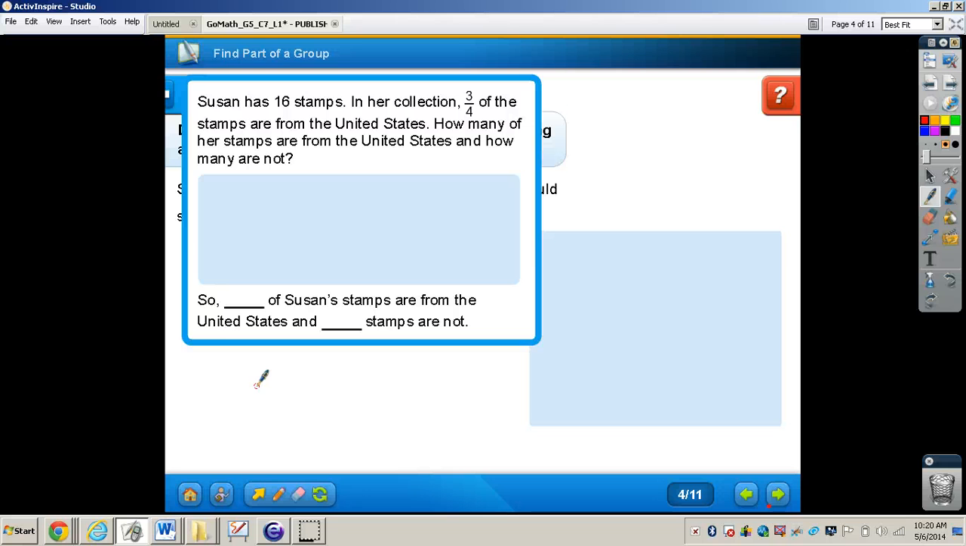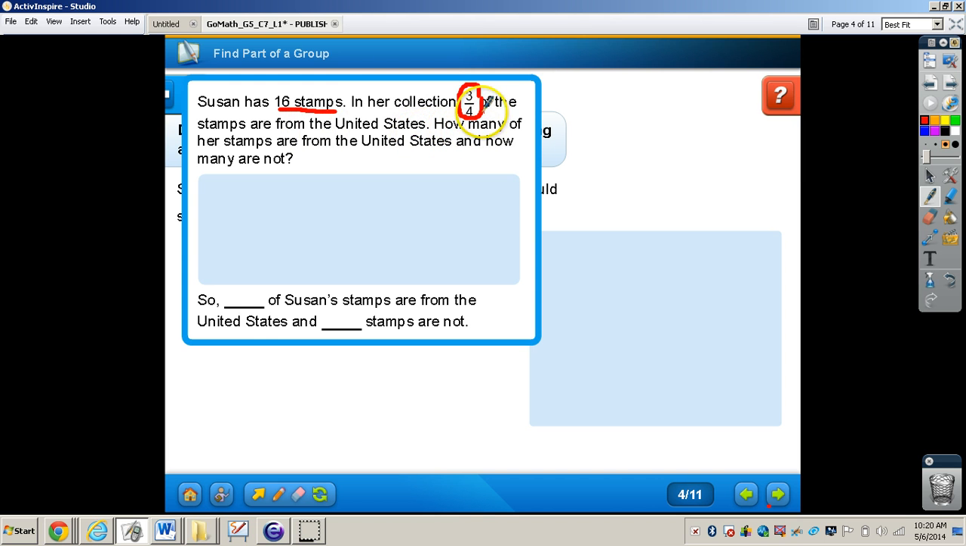Okay, so let's take a look at this problem on page 292 at the very bottom. It says Susan has 16 stamps in her collection. 3/4 of the stamps are from the United States. How many of her stamps are from the United States and how many are not? Okay, now the first thing that we need to do is think about how many stamps, 16, and 3/4 of the stamps are from the United States.